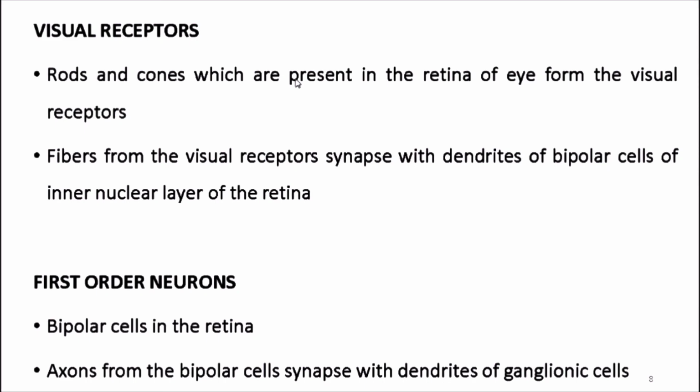After this, what is the first order neuron? We have bipolar cells in the retina as the first order neuron. From the visual receptors, the rods and cones, the impulses are transmitted to the first order neurons, the bipolar cells in the retina. The axons from the bipolar cells synapse with the dendrites of ganglionic cells. So you have to keep in mind: visual receptors are rods and cones, and the first order neurons are the bipolar cells in the retina.